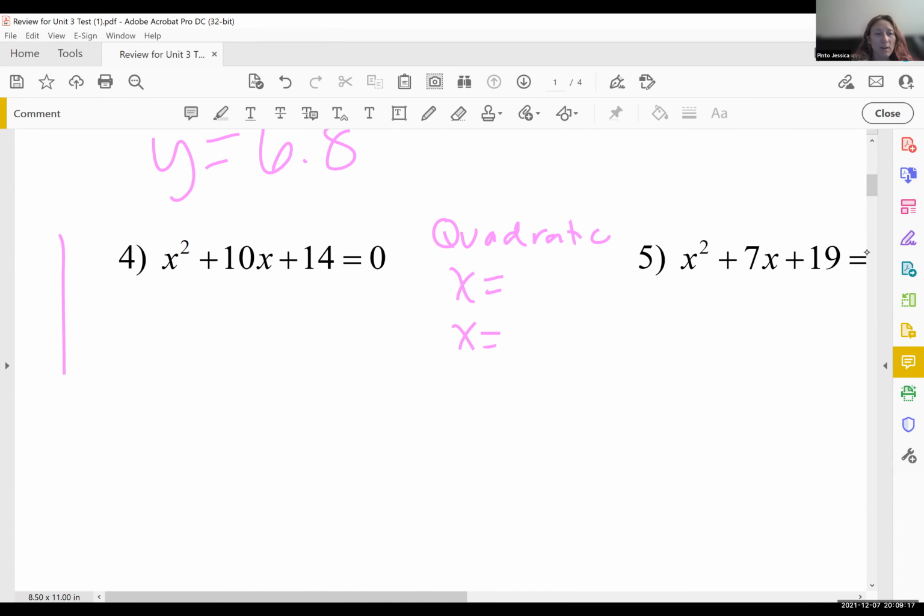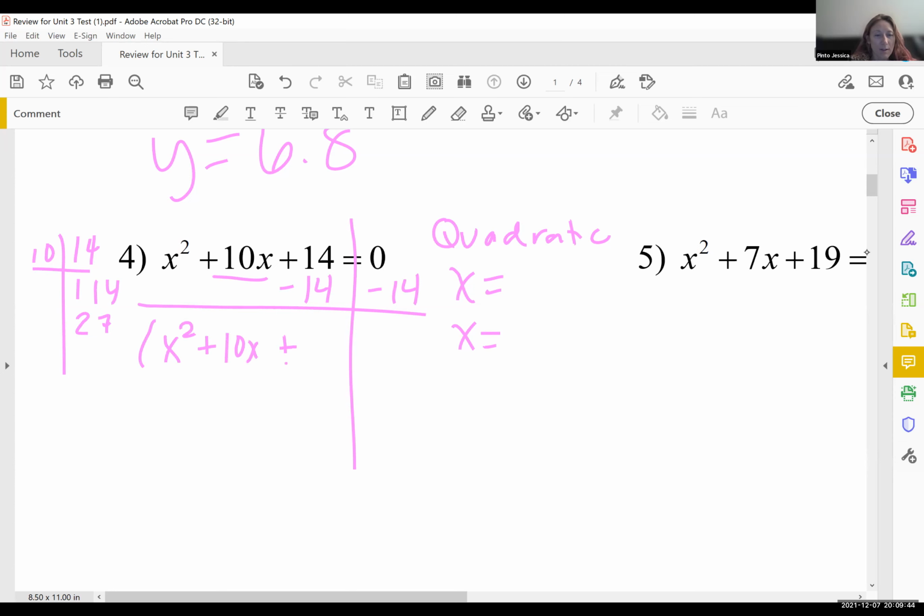When I look to factor this, because that's my first method, I get 10 and 14. So that's 1 and 14, 2 and 7, not going to work. So I'm going to use the quadratic formula or completing the square. Since this is even, I'll go ahead and complete the square. I move the old c. And then I've got x squared plus 10x plus something is equal to negative 14 to get these out of the way. And that will be plus that same thing.